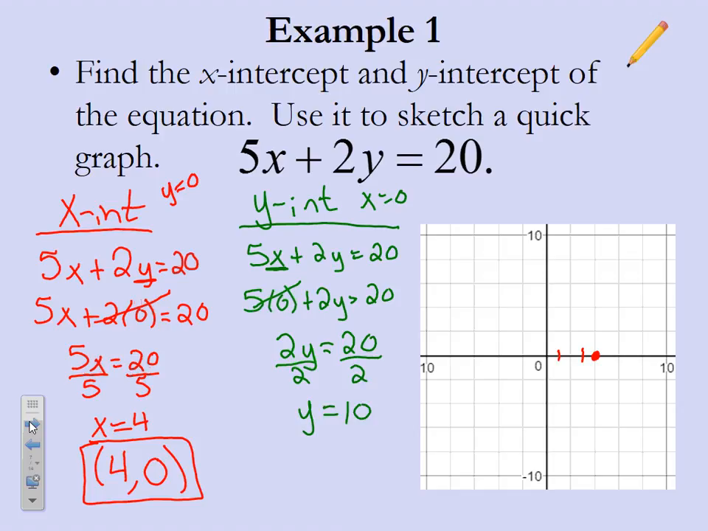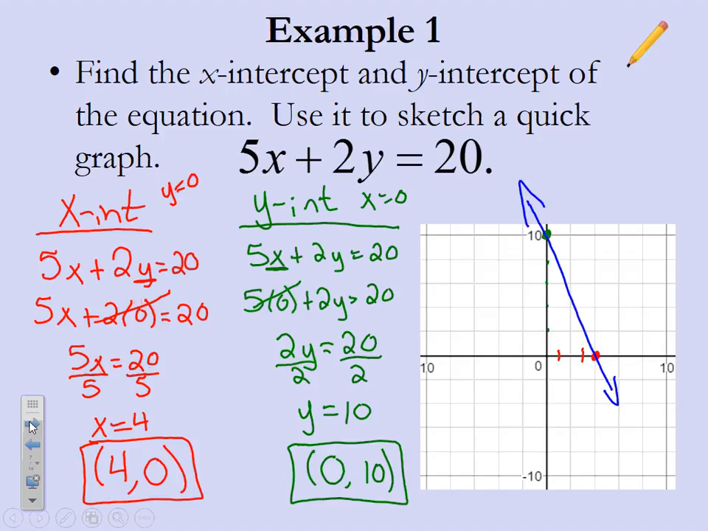Now once again, this is a point, not just y equals. We let x be 0, and then we found y was 10. So there's my y-intercept. So here, 2, 4, 6, 8, 10. Here's my point. Once I have both my x and y-intercept points, I'm just going to draw the line between them. So there's another way to graph a line.